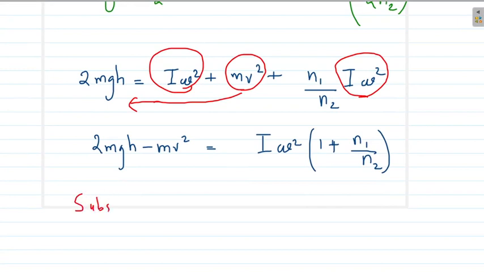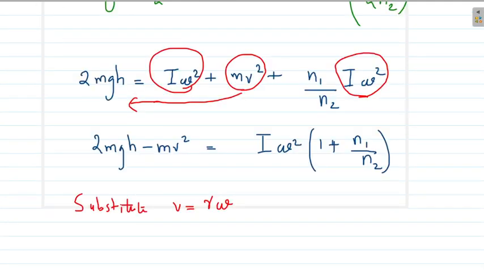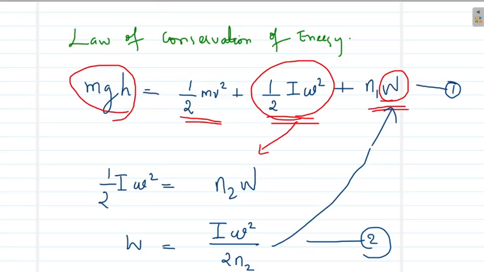So substitute v equal to r omega, where r is the radius of this axle and omega is the angular velocity, the maximum angular velocity of this axle or the whole system. So why did we choose r as the radius of the axle instead of this whole flywheel?